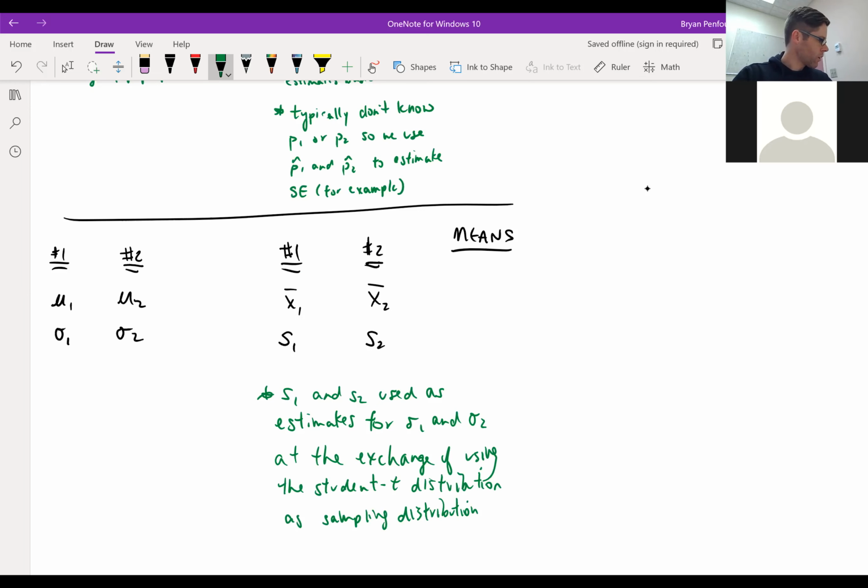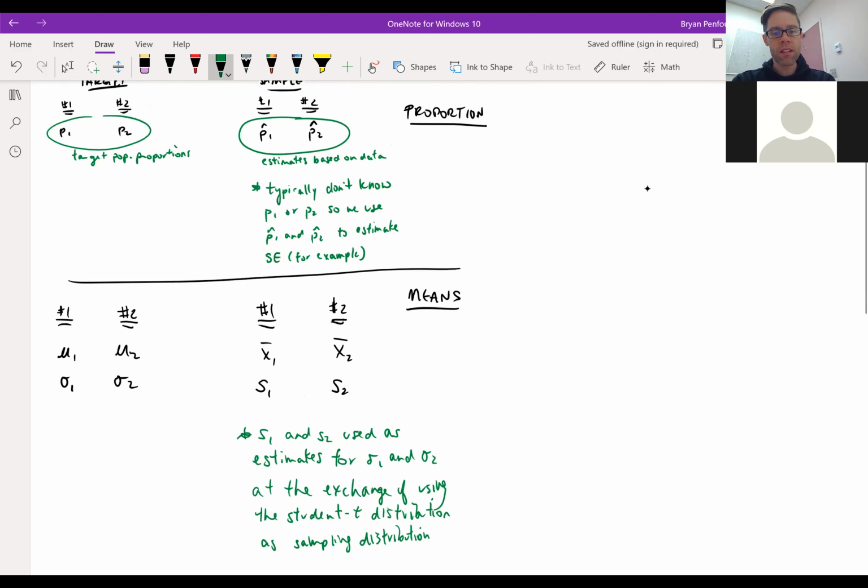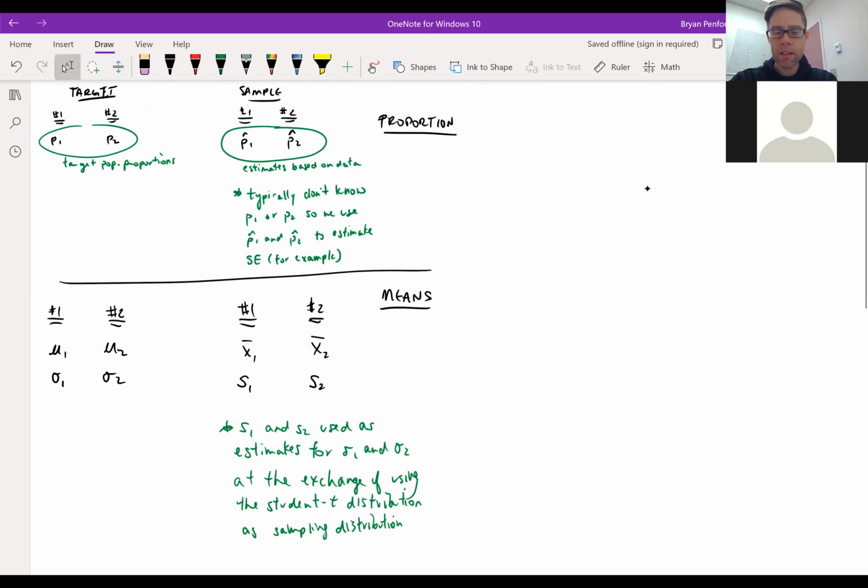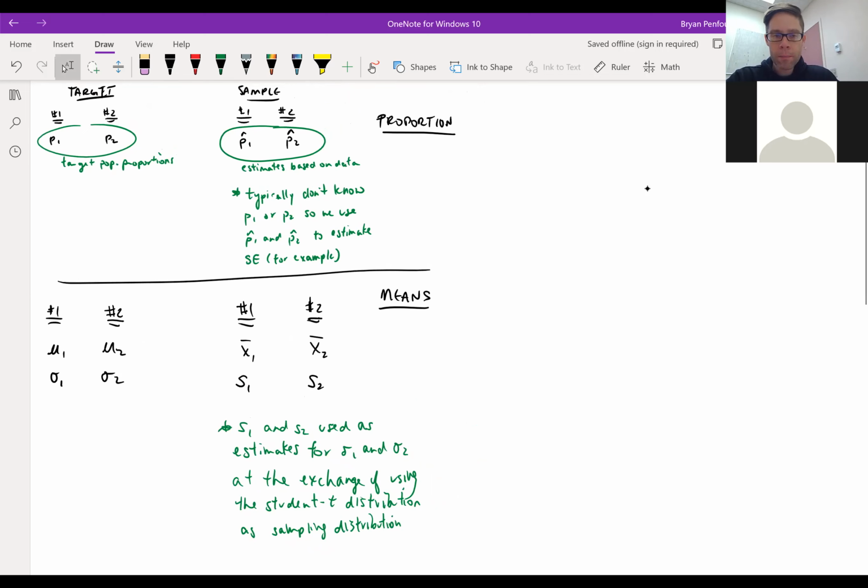So it's kind of like, I don't know if you're an anime fan, but it's like Full Metal Alchemist. It's like equivalent exchange. You can give up one thing at the expense of having to do something else. So that's the breakdown. That's the key difference I would consider between using proportions and using means. Set up in a very similar way with our two subpopulations, only the numerical data has those extra parameters that we need, sigma 1 and sigma 2. We estimate those using the data that we have to get S1 and S2, and then that allows us to utilize the student t-distribution.